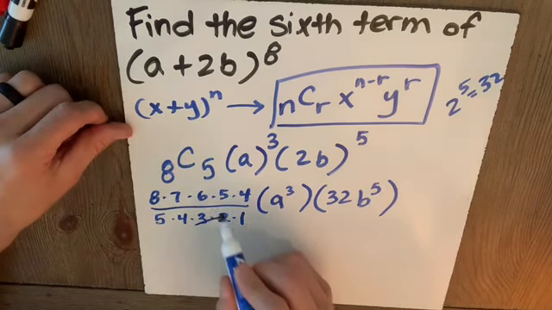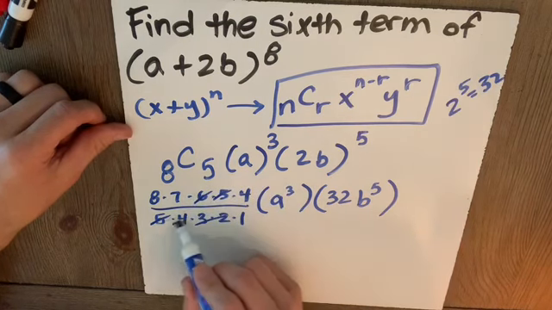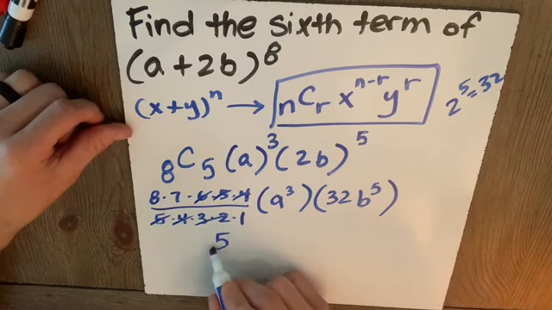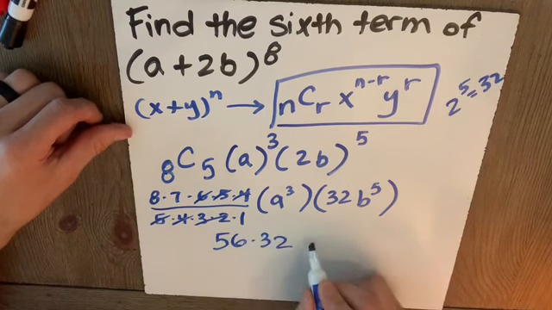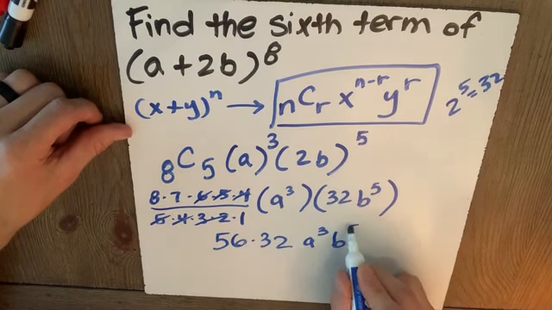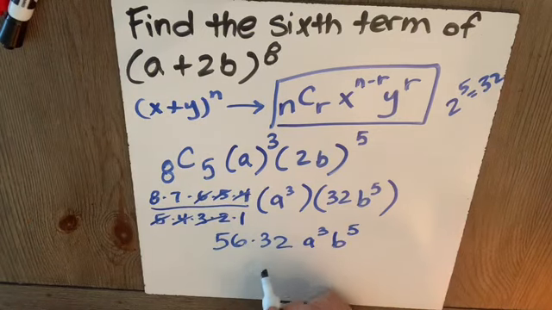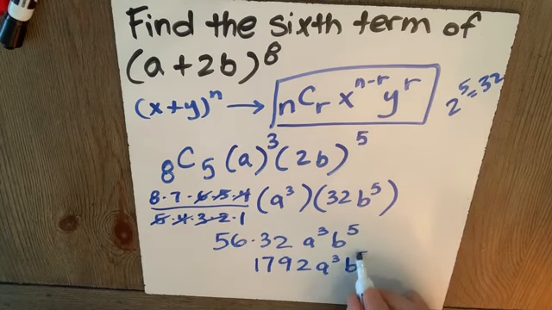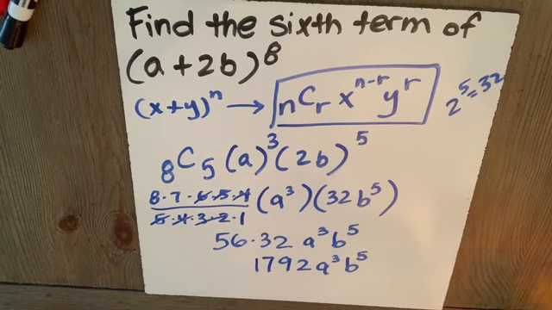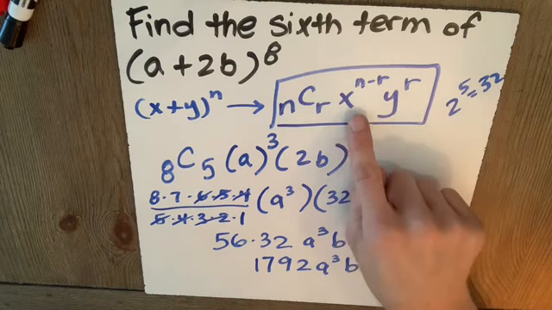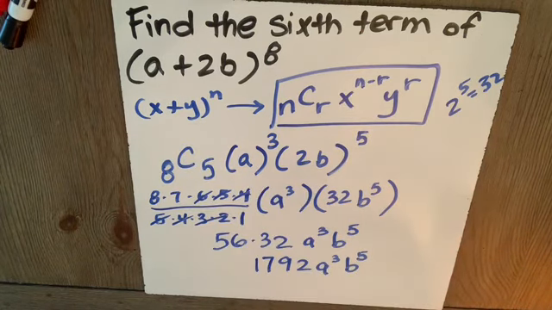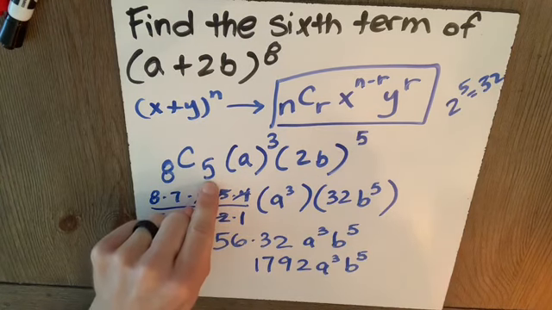Now here, 3 times 2 will cancel with 6. 5 will cancel with 5. 4 with 4. 8 times 7. I get 56 times 32 times a cubed times b to the fifth, which will give me 1792 a to the third, b to the fifth. Look how much more efficient I was. Rather than to find all the terms and then circle the sixth term, I can just use this formula for this expansion by plugging and chugging. The key is the sixth term will have an r value 1 less, 5.